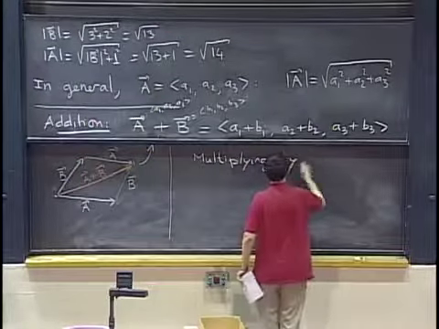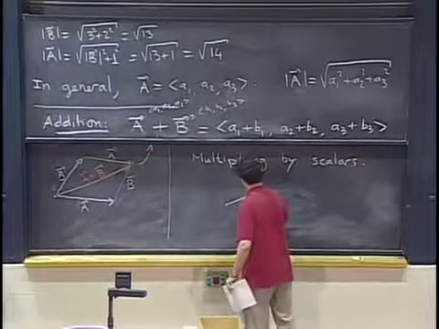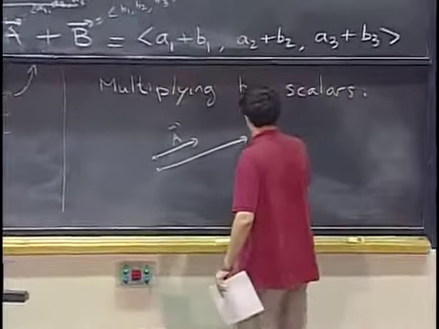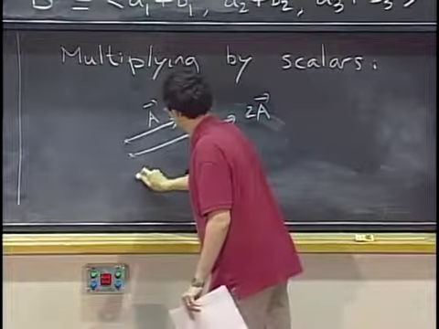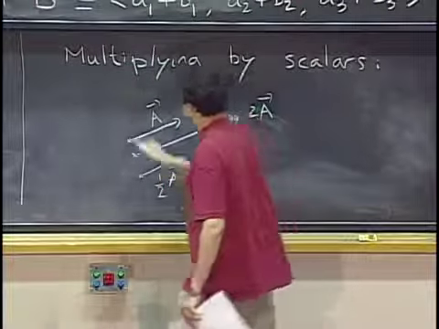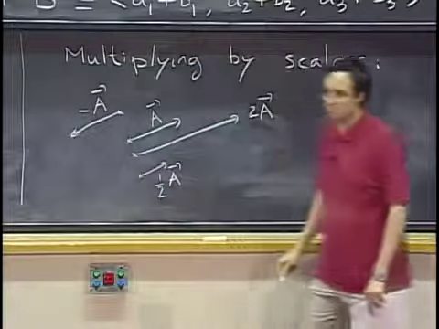Multiplication by a scalar is very easy. If you have a vector A, then you can form a vector 2A just by making it go twice as far in the same direction. Or we can make half A, more modestly. Or we can even make minus A, and so on.